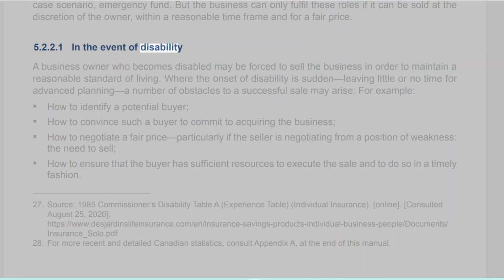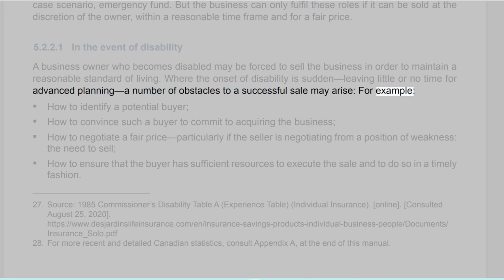5.2.2.1 In the event of disability. A business owner who becomes disabled may be forced to sell the business in order to maintain a reasonable standard of living. Where the onset of disability is sudden, leaving little or no time for advanced planning, a number of obstacles to a successful sale may arise.